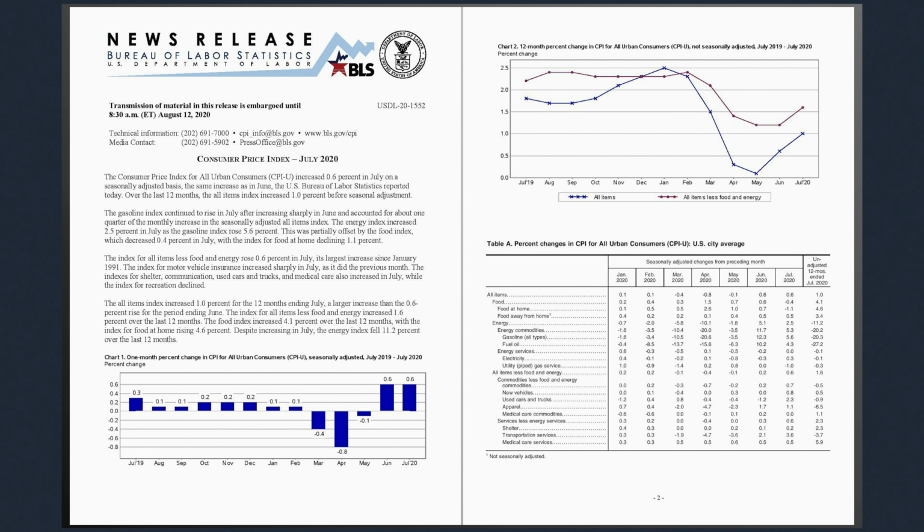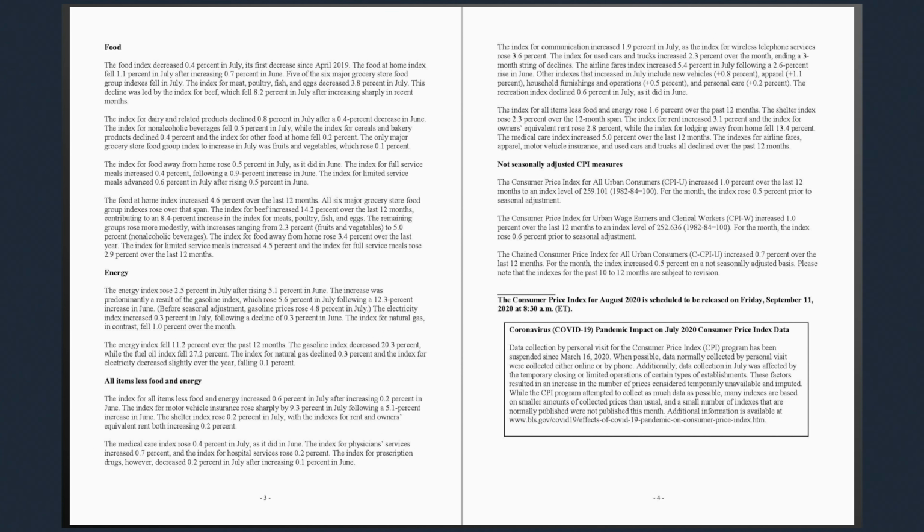Food. The food index decreased 0.4% in July, its first decrease since April 2019. The food at home index fell 1.1% in July after increasing 0.7% in June. 5 of the 6 major grocery store food group indexes fell in July. The index for meat, poultry, fish, and eggs decreased 3.8% in July. This decline was led by the index for beef, which fell 8.2% in July after increasing sharply in recent months.